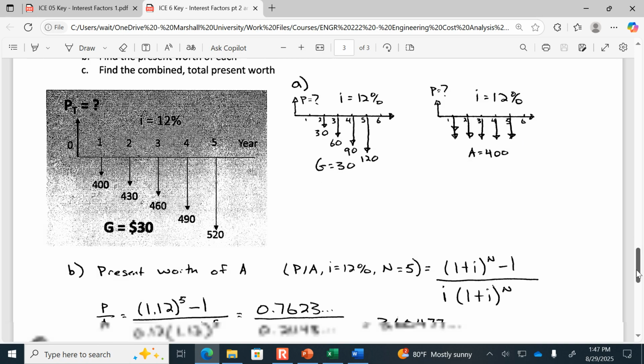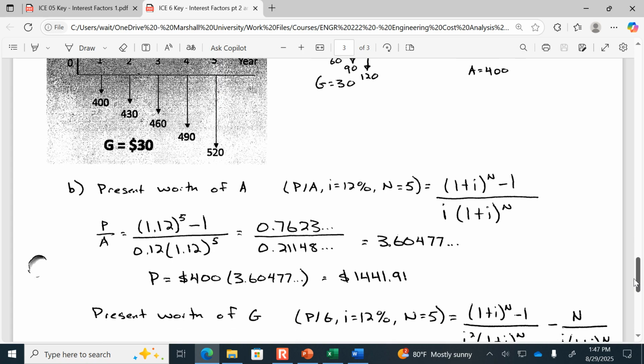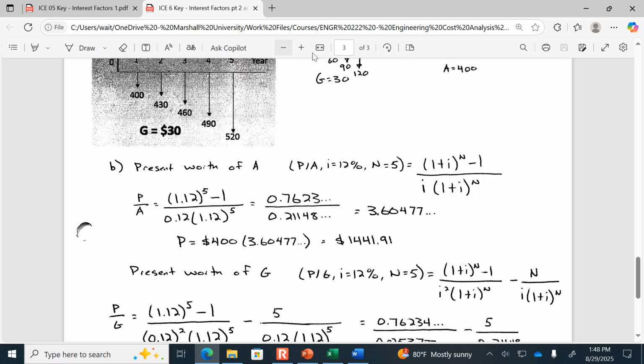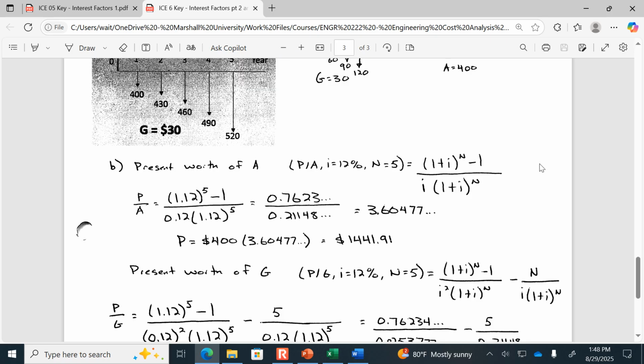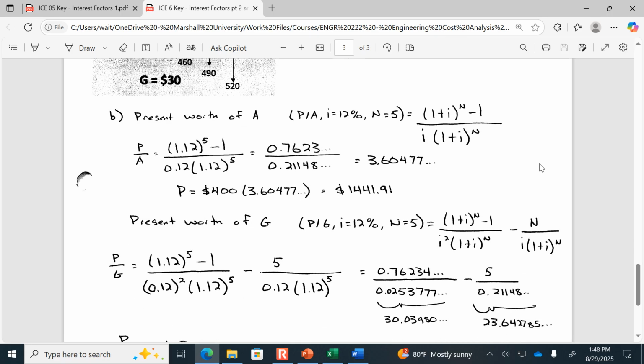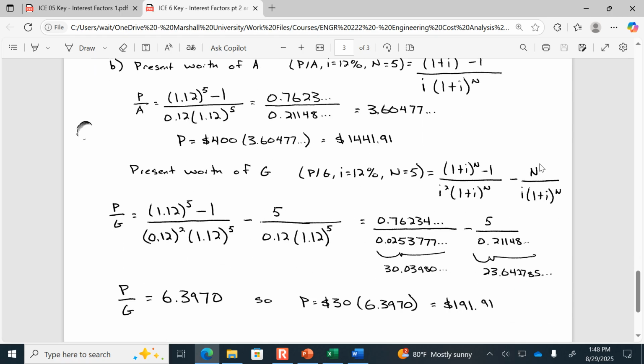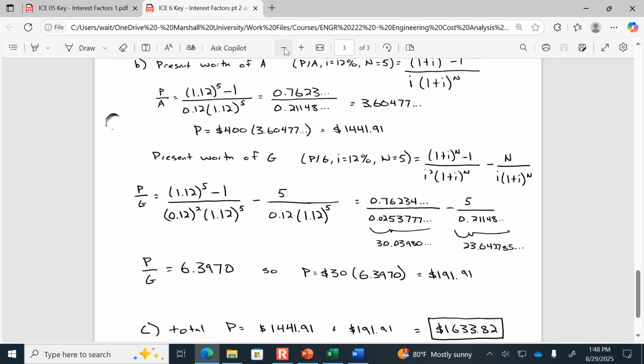So first, if I find the present worth of the annual series, P/A, make all the substitutions and so on, it should be $1441.91. That's the present value of the annual series. And then the present value of the gradient, we plug through all these calculations and so on. It's going to be $191.91. So altogether, the combined present value is $1633.82.